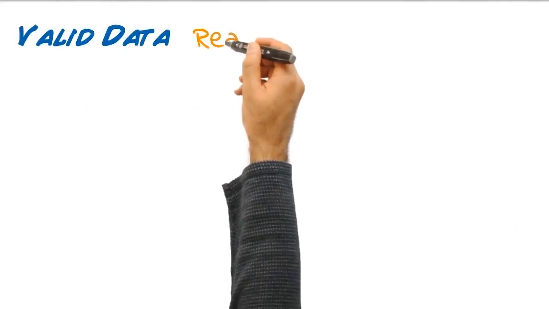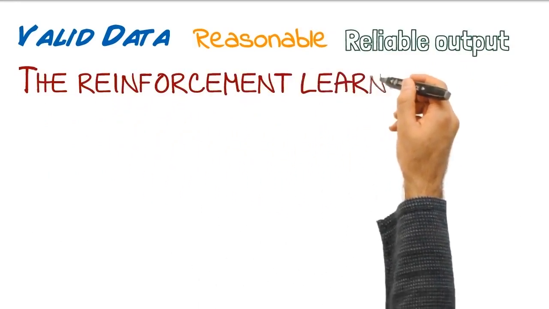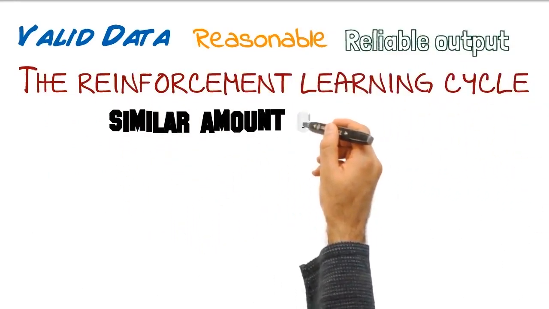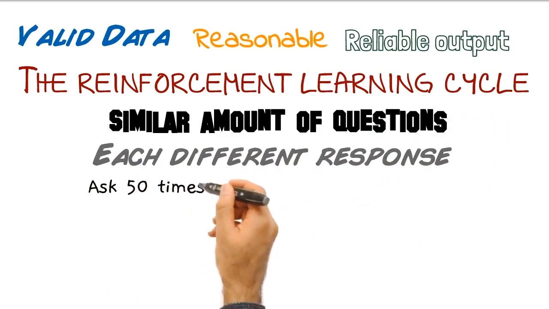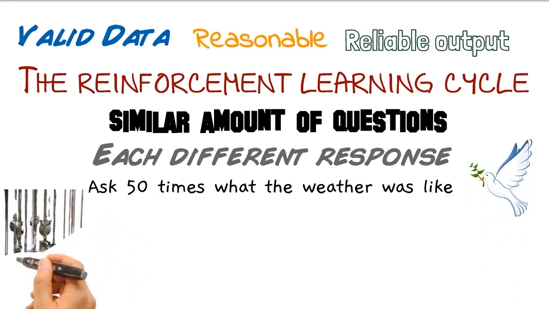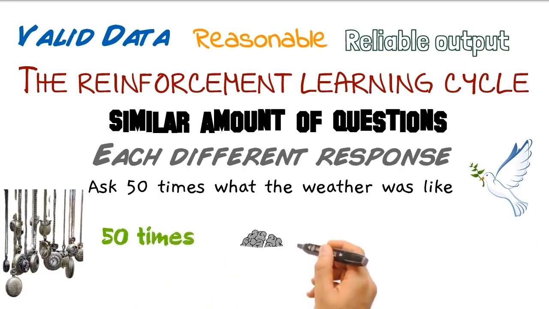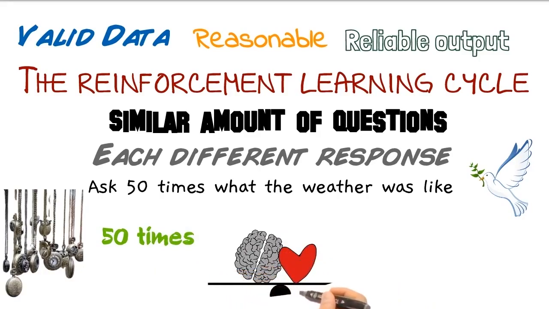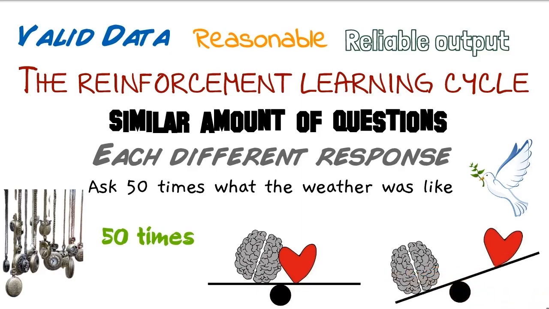So in order to get valid data and reasonable, reliable output from the reinforcement learning cycle, we need to ensure that we ask a similar amount of questions for each different response. So if we wanted to ask 50 times what the weather was like in a different location in an ideal world, we would also ask what the time is in the different locations about 50 times. So the balance between the bot's brain are equal and one area doesn't outlay the other, ensuring that we get the correct action and response.